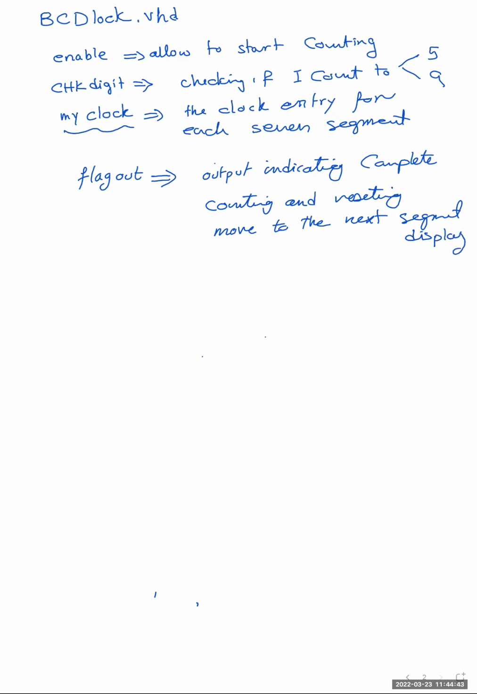Okay. And also I'm going to have my count, which is actually going to show you the number you're counting. This is your output, the number that you are counting. So that's going to be your output. It should be a vector, of course. So that's showing you the number that you're counting.